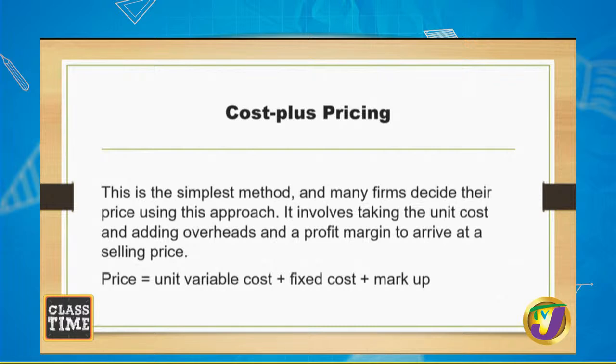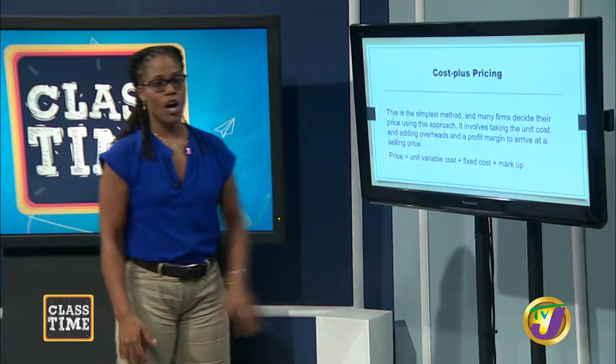The unit cost, adding your overhead, such as your light bill, your rent for your factory space, etc., and a profit margin. So you might say, I want to make 30% profit. So you add that as markup. So a simple formula for price is unit variable cost plus fixed cost plus markup. Now let us examine variable cost.